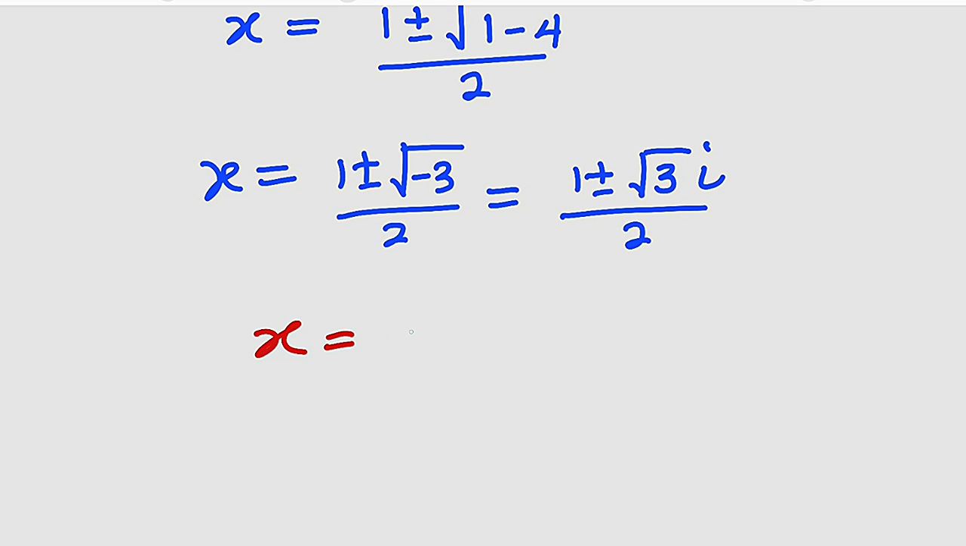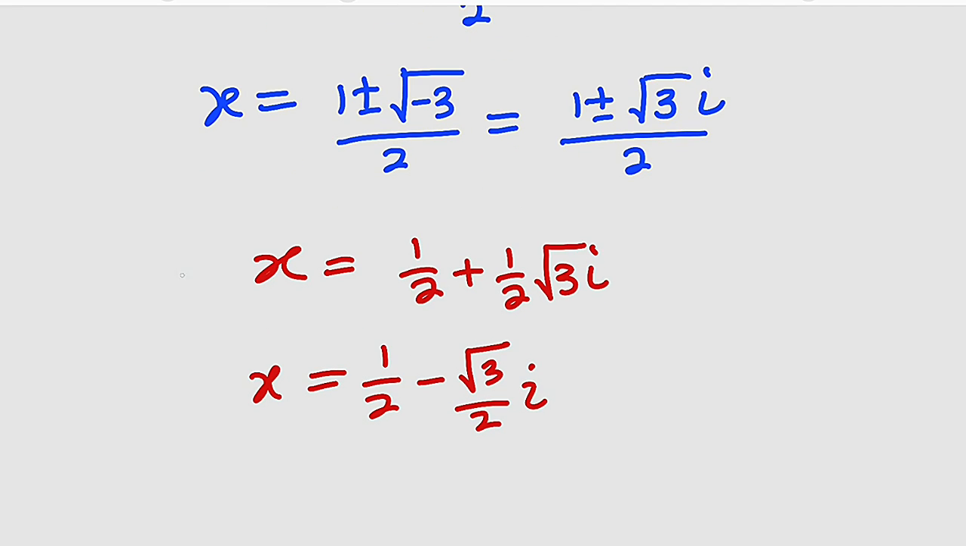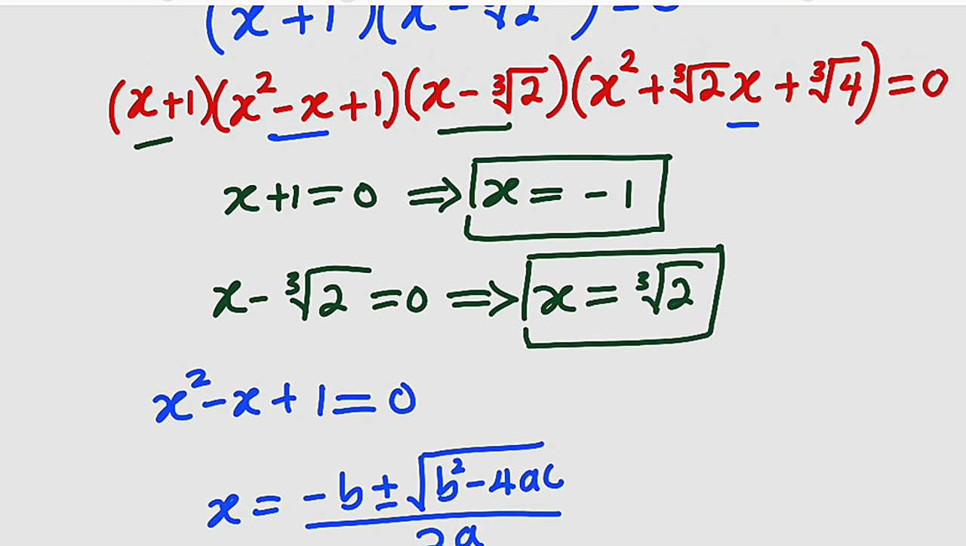X could either be equal to, I can even split it as 1 divided by 2 plus 1 divided by 2 root of 3i, or the other one, 1 divided by 2 minus square root of 3 divided by 2 i. It is all the same thing. So these are two solutions. We have two other solutions from this equation.